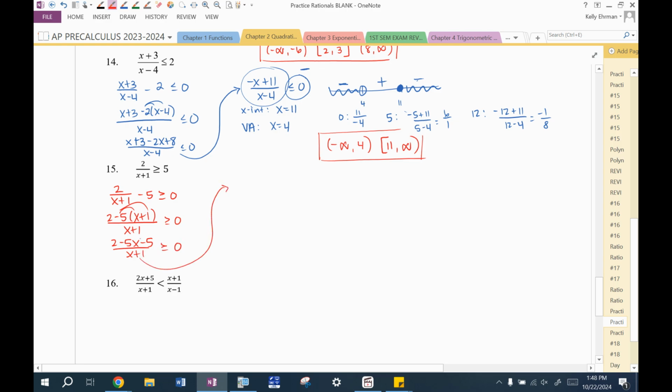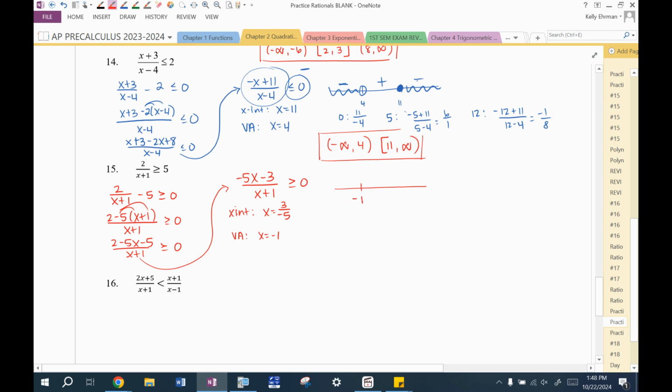Simplify. 2 minus 5, we've got negative 5x, and then 2 minus 5 is minus 3 over x plus 1 is greater than or equal to 0. What's the x-intercept? Negative 5x equals 3. X equals positive 3 divided by negative 5. And what's the vertical asymptote? X equals -1.